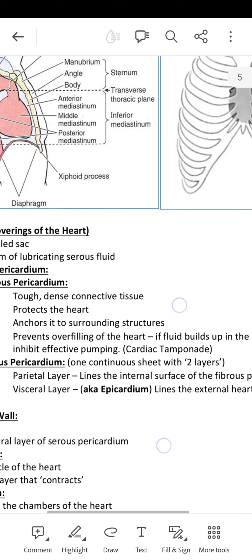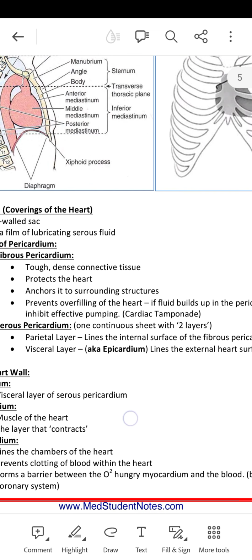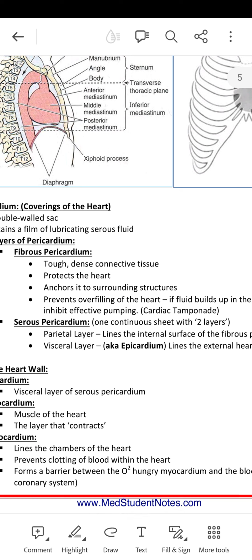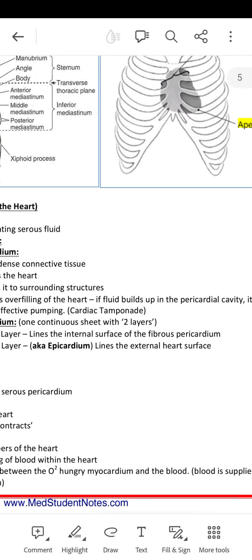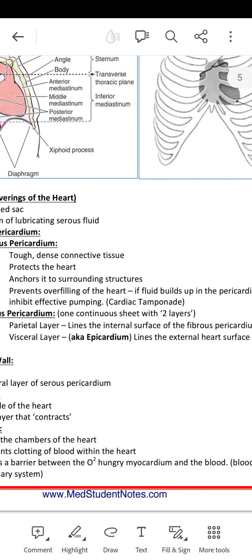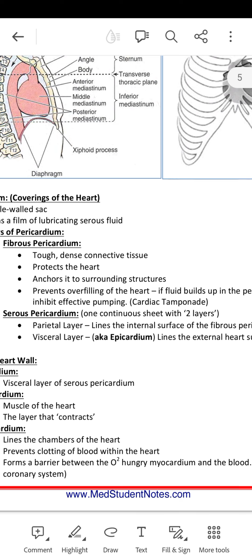The serous pericardium contains two layers. The parietal layer lines the internal surface of the fibrous pericardium. The internal surface of the pericardium is lined by the parietal layer.